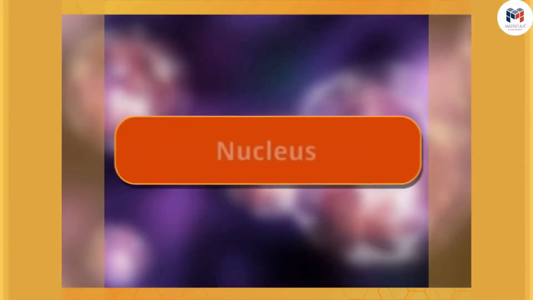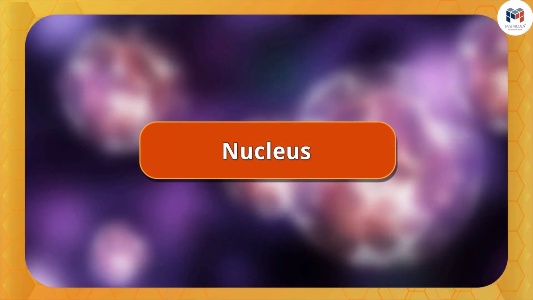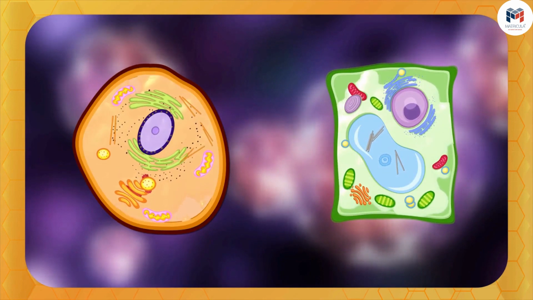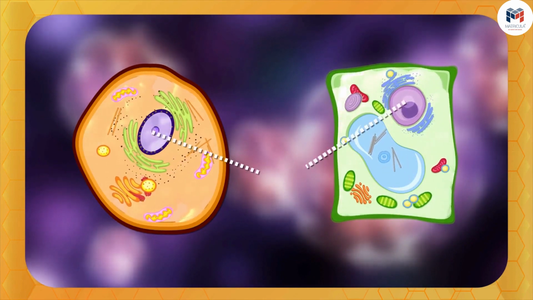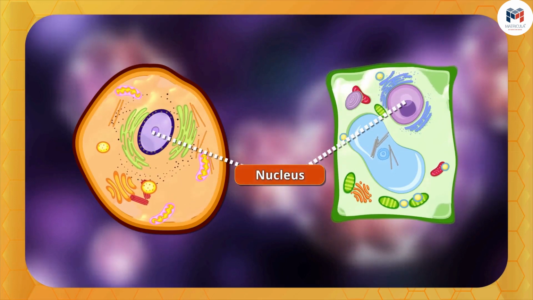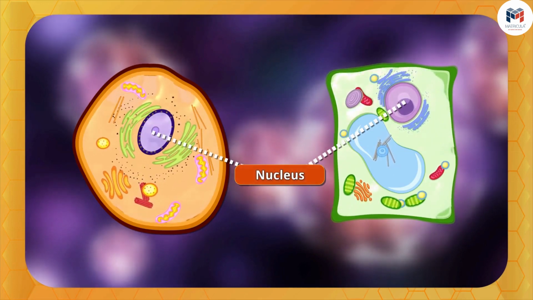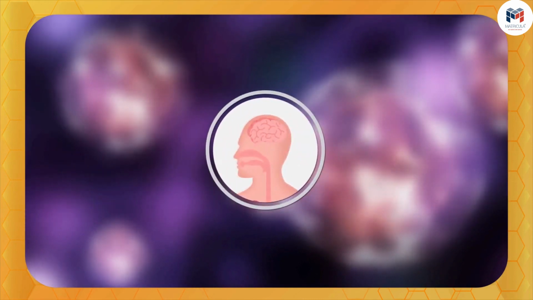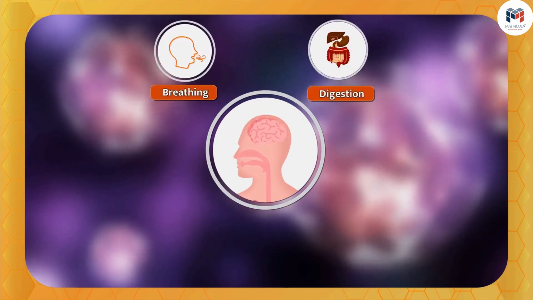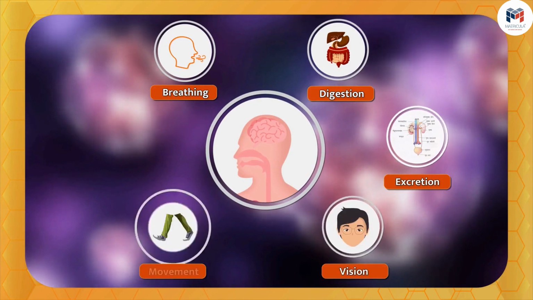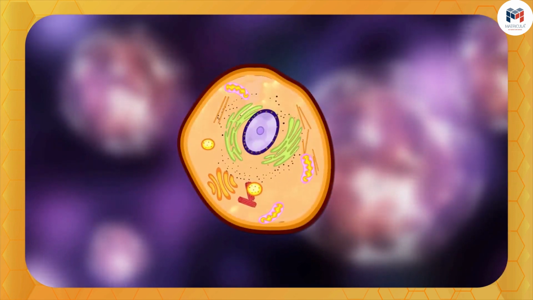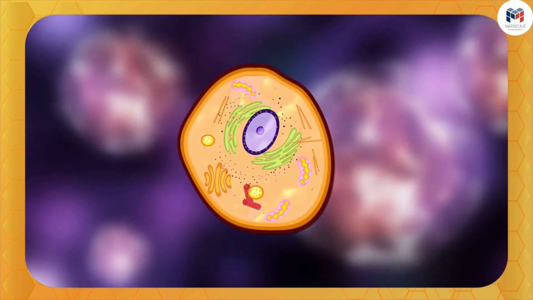Now, let's understand about nucleus. You have already seen that in both plant and animal cells, there is a spherical thing in the center. Guys, what do you think? What is it? Yes, it is the nucleus. It is the center of the cell from which everything will be directed. Just as the brain in our body directs and controls all the processes such as breathing, digestion, excretion, vision, movement, etc. In the same way, the nucleus of the cell also directs and controls all processes.